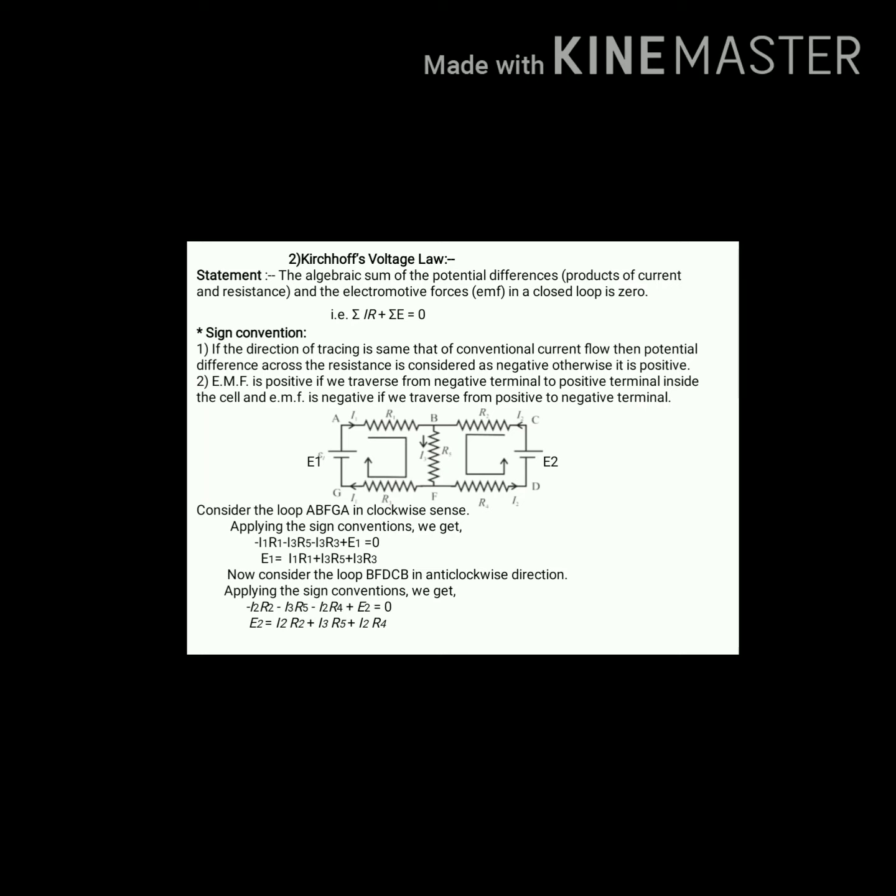Now here E1, that is the first EMF E1, is considered as positive because here we traverse from negative to positive terminal of the cell, so E1 is considered as positive. Then finally the equation is E1 is equal to I1 into R1 plus I3 into R5 plus I3 into R3.